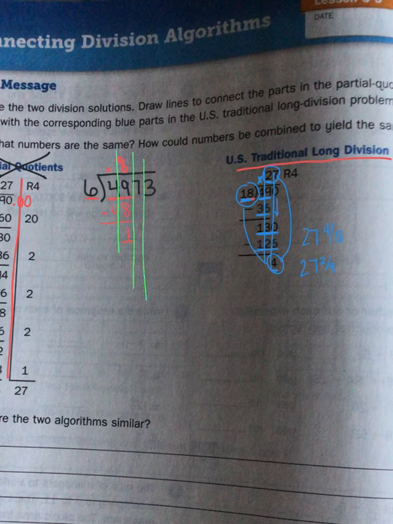All right, I'm going to bring down my 7 to make 17. 17 is my new target number. How many 6s can go into 17? If I have to use my multiplication chart, I can figure it out. It's 2, gives me 12. If I go to 3, it's 18. That's too much. So I subtract, I'm left with 5. 5 is smaller than 6, so I can bring down my next number, which is a 3.